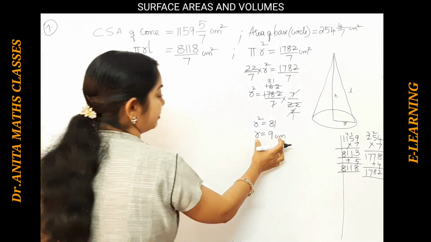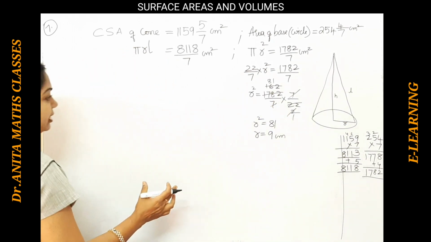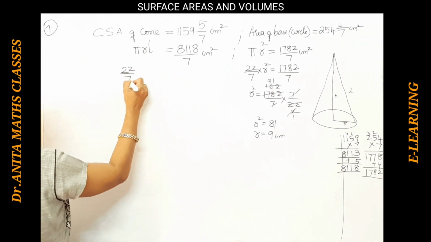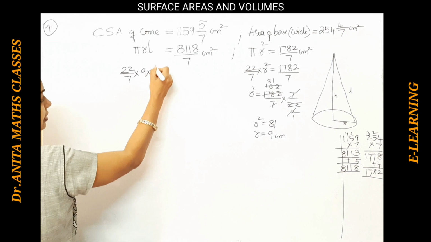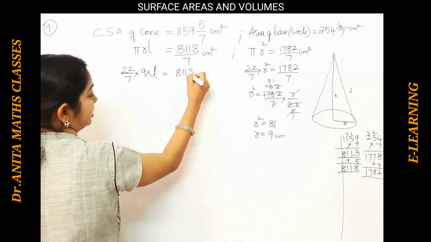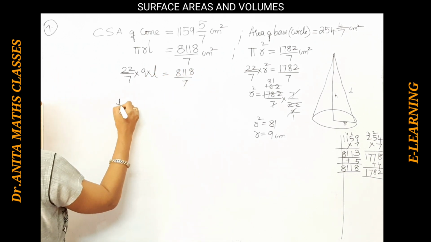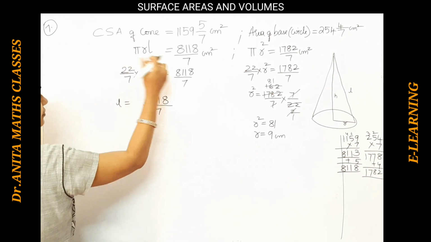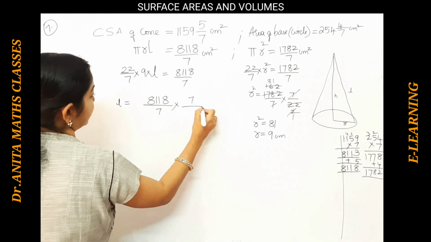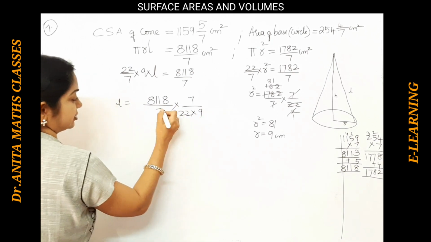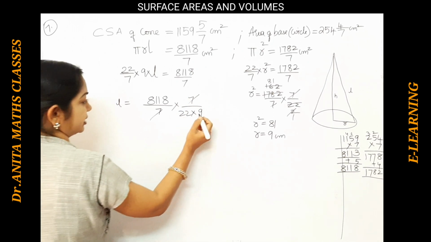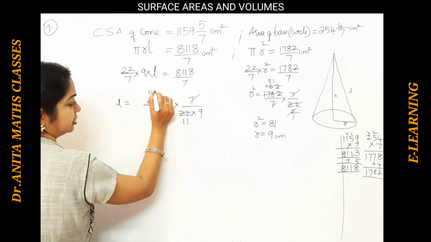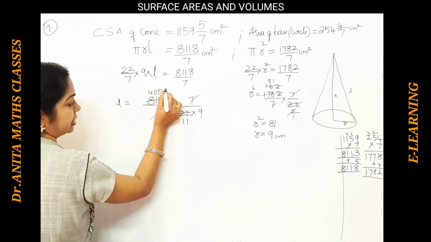Now we got r, but to find the volume we have to get the h. So we will substitute this r here. 22 by 7 into r, which is 9, into l is equal to 8118 divided by 7. So l is equal to 8118 divided by 7. This is shifted to the other side, that comes to 7 by 22 into 9. So the 7s go off, right? Now here 2 11s, 2 4s 8, 2 5s 10, 2 9s 18.